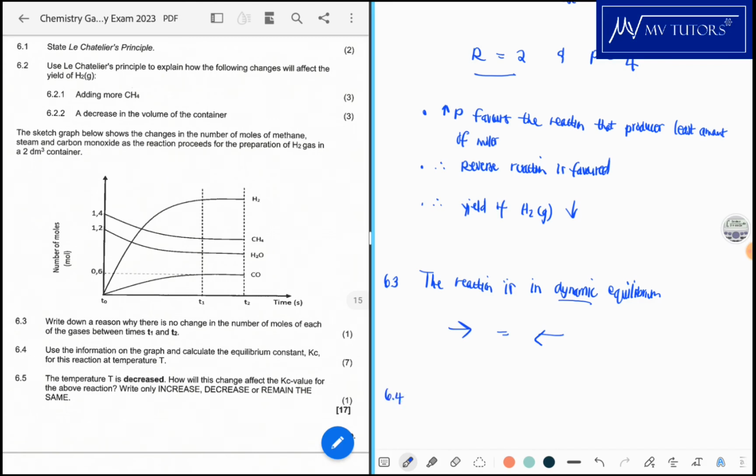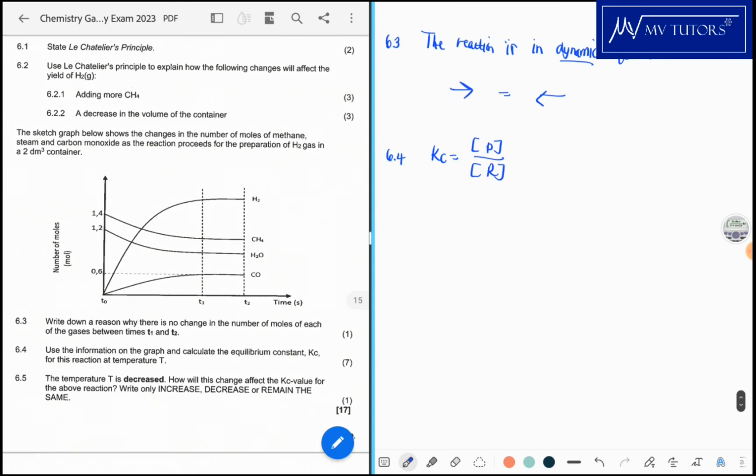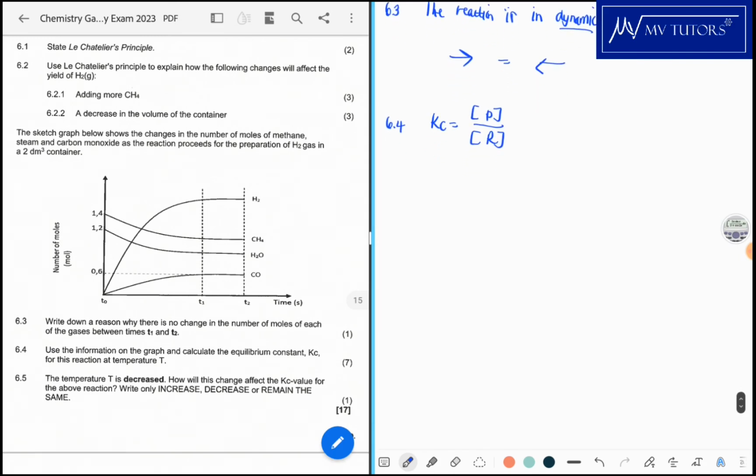In 6.4, it says use the information on the graph and calculate the equilibrium constant for this reaction at temperature T. Ooh, for 7 marks. Remember, the equilibrium constant is the concentration of the products divided by the concentration of reactants. So far, we have information given to us in moles, so we're going to use the RICE table. Let us put in all the reactants and products. Everything is in mole.